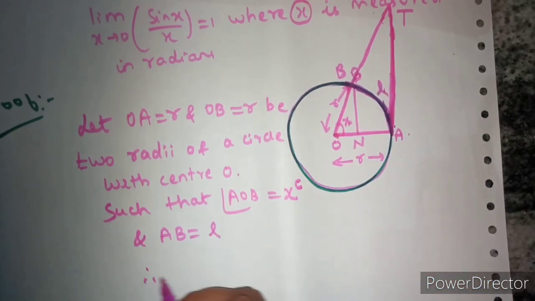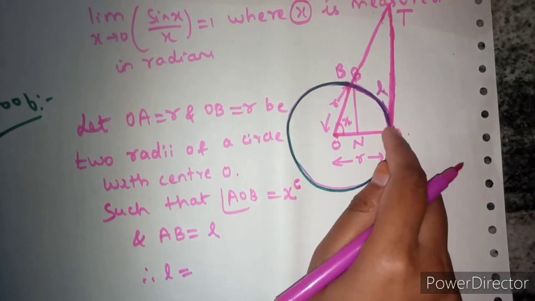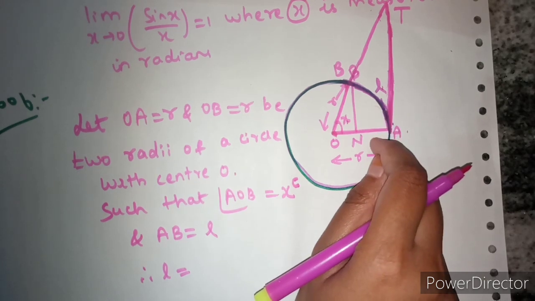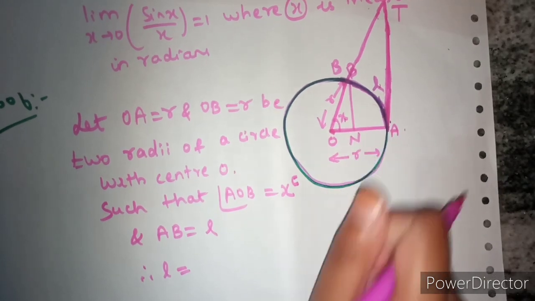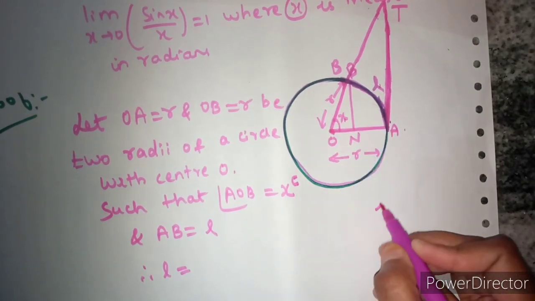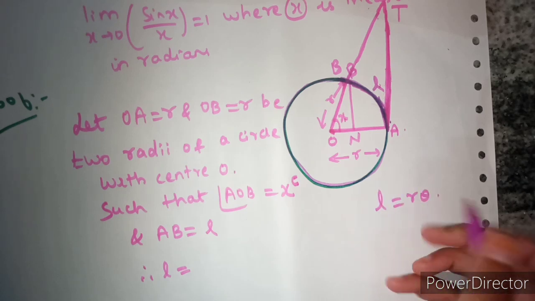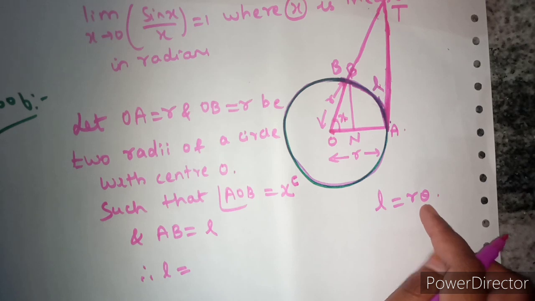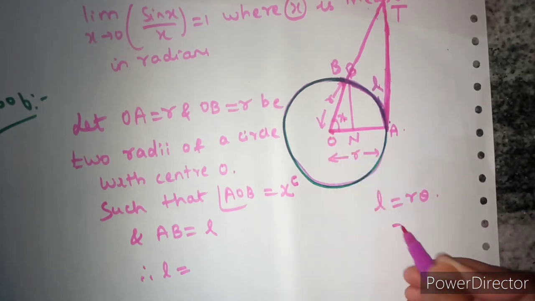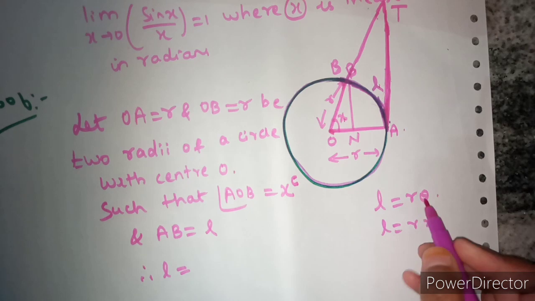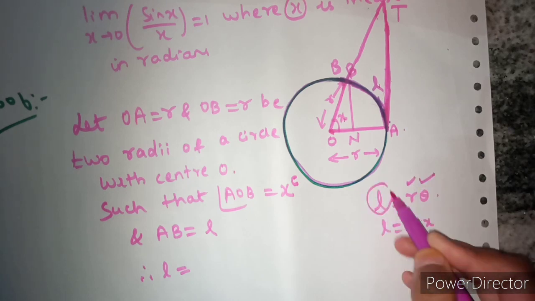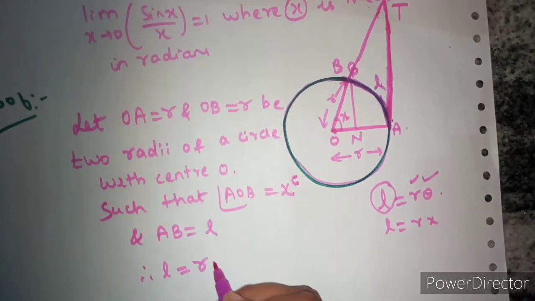Therefore L is equal to, what will be the length of this arc? What is the arc length formula? How will you find arc length? The formula for arc length is L is equal to r theta, but in place of theta we have x. So arc length will be r into x. If radius is multiplied by angle, then it is called arc length. So therefore L is equal to Rx. Let us take this as equation 1.